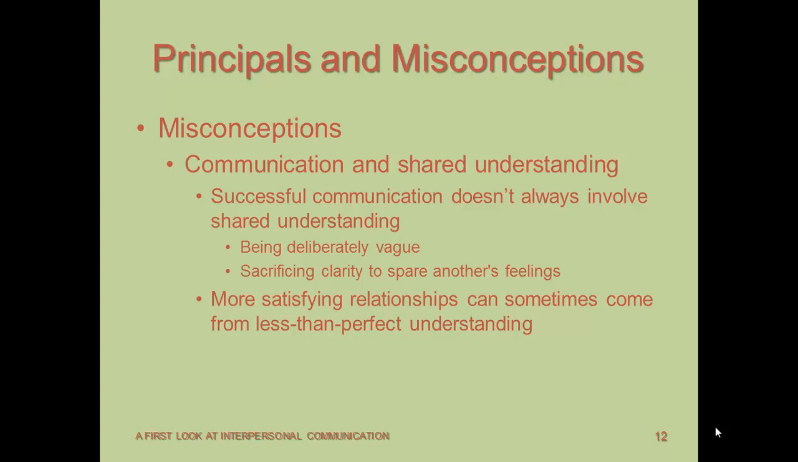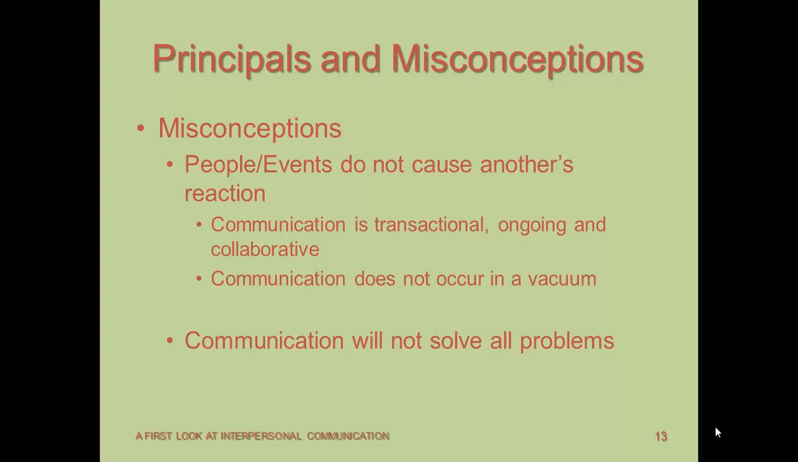Also, we don't have to be good communicators and share understanding with other people. We can be deliberately vague, and again, this is where language becomes problematic. And also, we could equivocate and sacrifice clarity to spare someone else's feelings. Okay? And think about many relationships, and you might have people that you know of in your family. Sometimes they can come from less than perfect understanding.